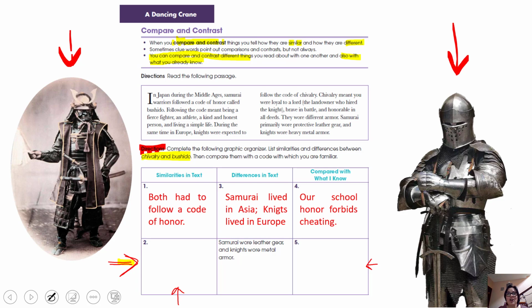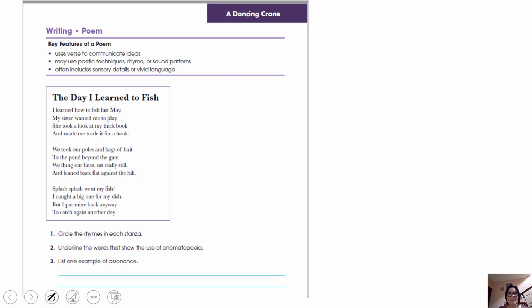Now, guys, stop the video and complete this page because we are going to continue with another activity. The other activity is, have you written a poem? Or have you ever read a poem?